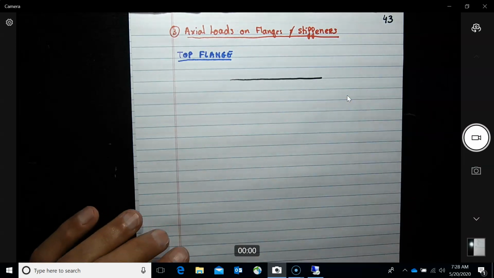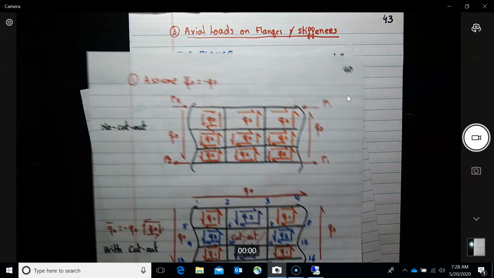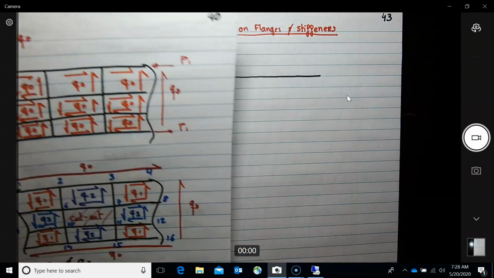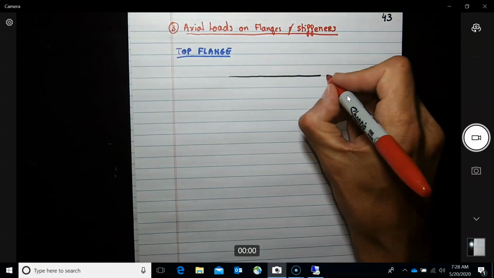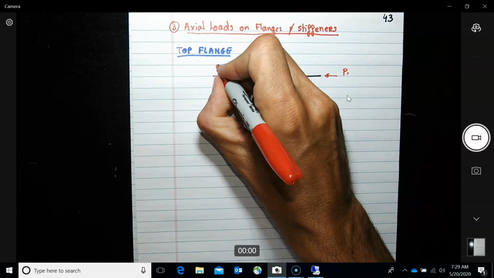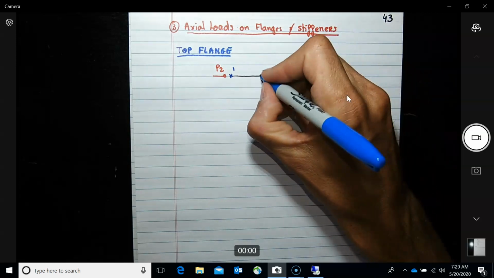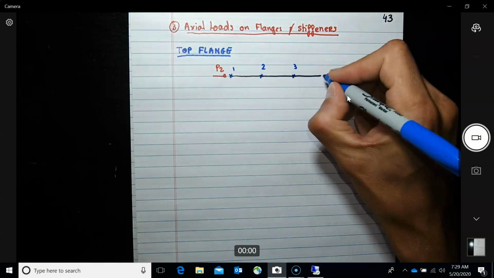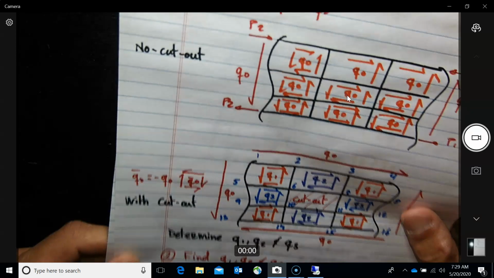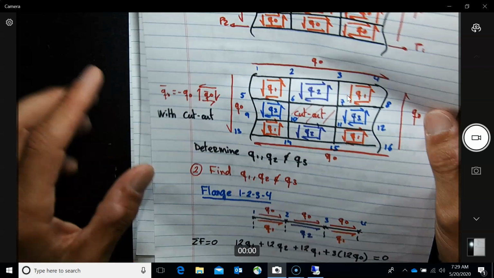Our top flange is 1, 2, 3, 4, okay, in which we have P1, P2 is the one in compression. We have 1, 2, 3, 4, okay. So what do we have? We're going to have Q1, Q2, Q1. Okay.